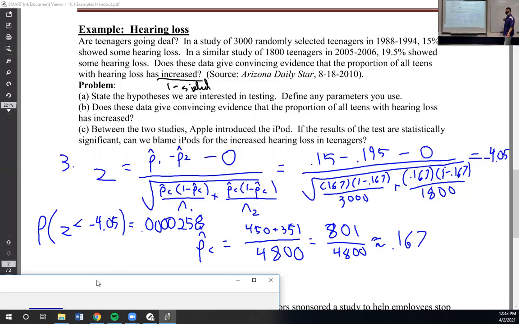Again, for step 4, you should be used to this sentence by now, so I'm not going to write it all out. But our p-value is less than our alpha level. Sometimes with a p-value this small, they'll say the p-value is smaller than any reasonable alpha level we would use. So we're going to reject the null hypothesis. There is convincing evidence that the hearing loss is increased.